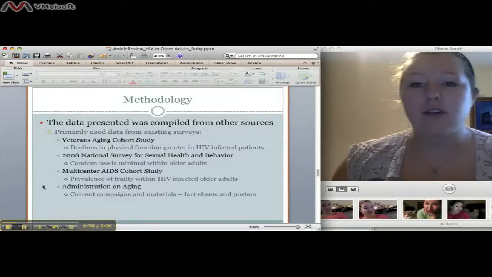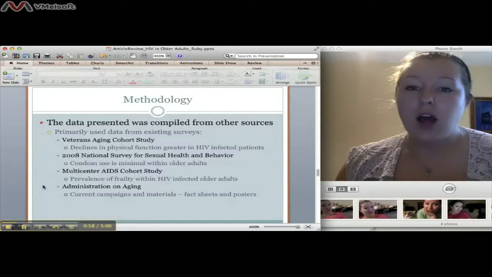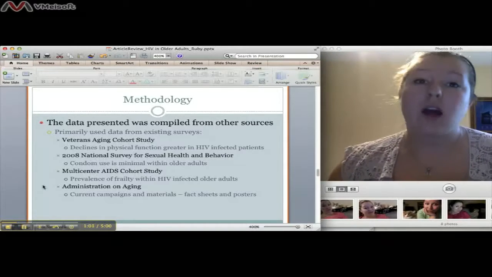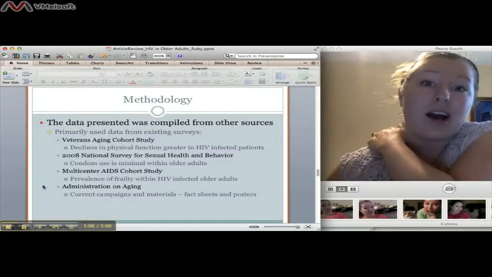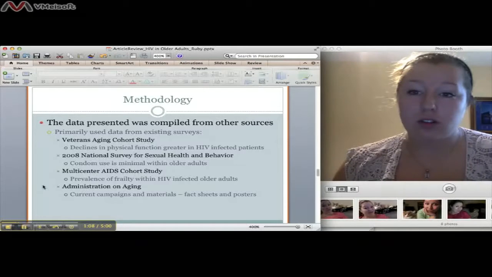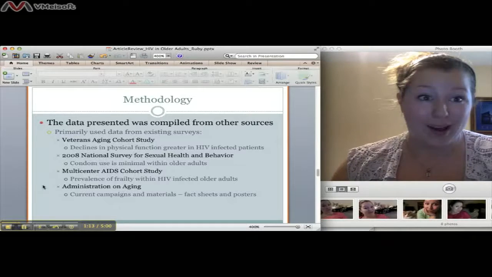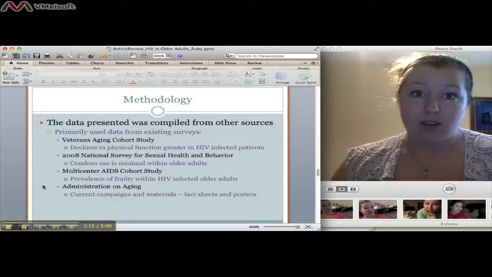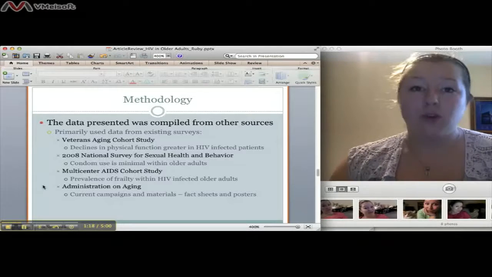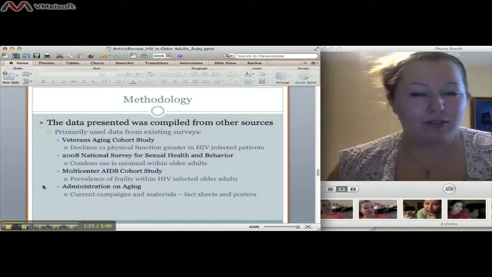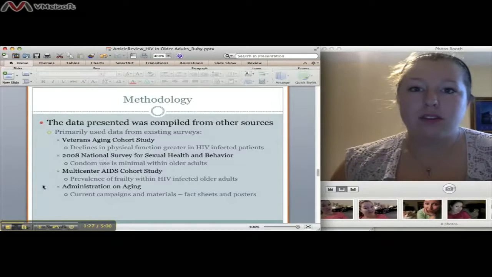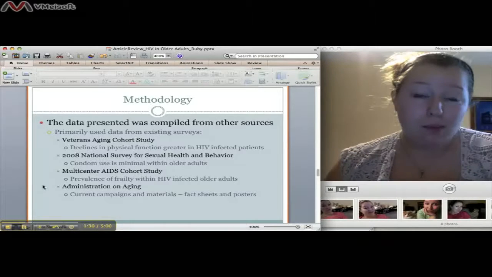There was a Veterans Aging Cohort survey that they touched on that was discussing the decline in physical function within HIV-infected veterans and how they have a higher rate of physical decline. The 2008 National Survey for Sexual Health and Behavior talked all about how older adults are not using condoms, which is huge. That barrier form of birth control is not a relatively great way to prevent the spread of diseases, but it's still something, and something to me is better than nothing.